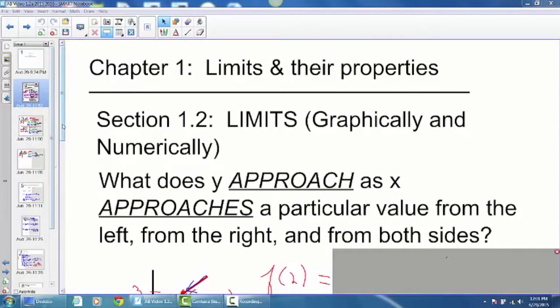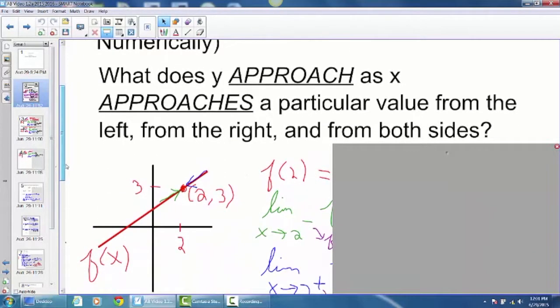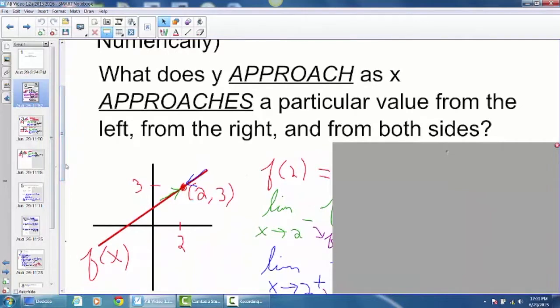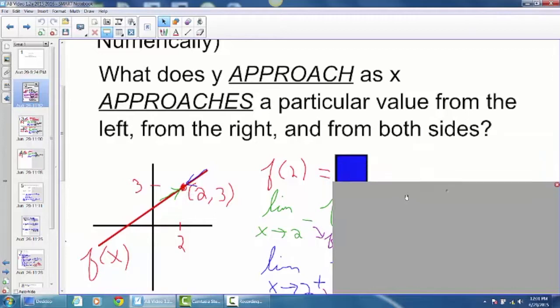I'm going to give you a couple of examples of graphs, and we're just going to do this graphically, which is just observing the graph. If you look at this graph, which is a solid line, there happens to be a point on that line, (2, 3). So you can see there is a point (2, 3), which means f of 2 does equal 3.